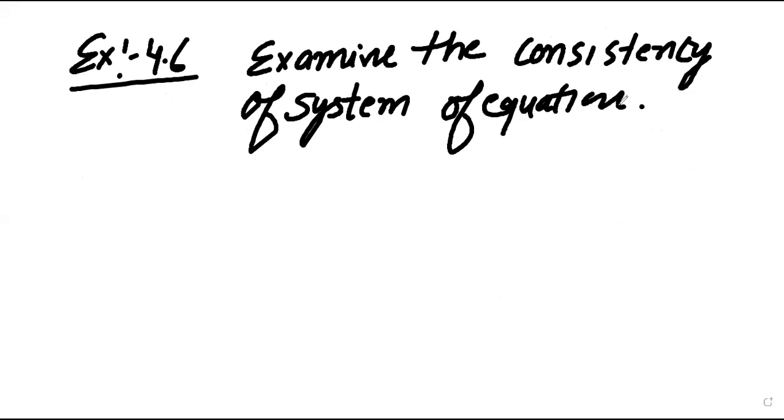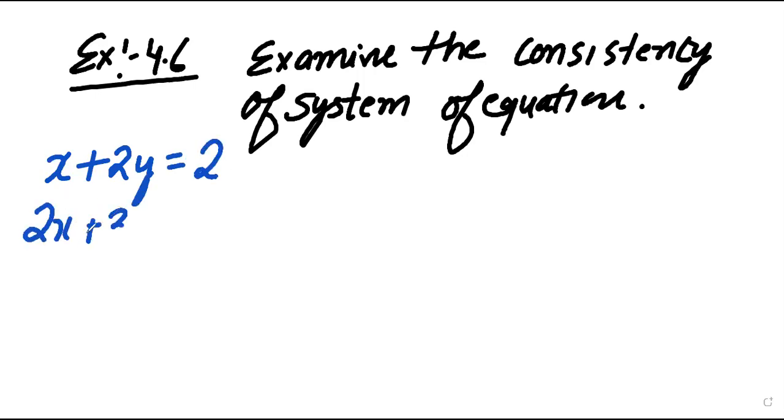How to check the consistency? We first find the mod of that, means the determinant. What is the equation? x plus 2y equal to 2, 2x plus 3y equal to 3. This is our first equation.